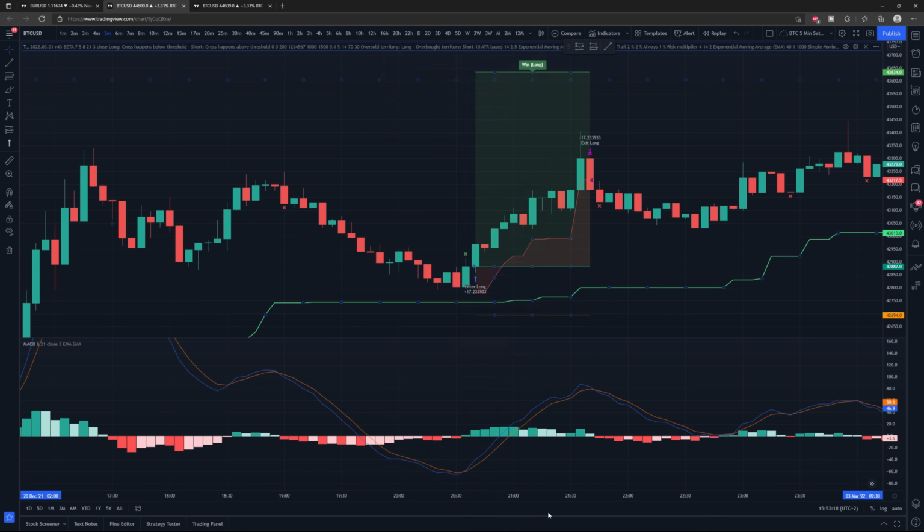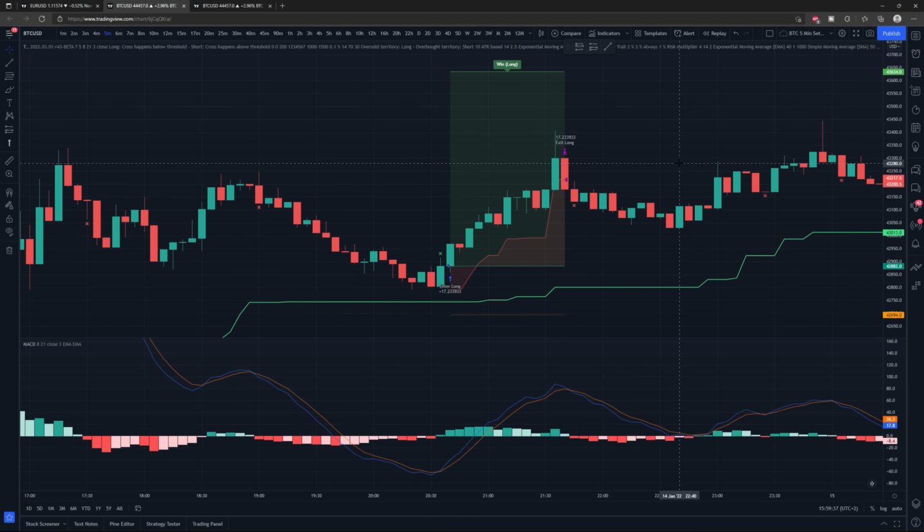Now let's go over the rules for an entry. This strategy is very simple. For a long entry, you will be looking for a MACD cross to the upside that happens below the zero line of the histogram while the Supertrend is green. For a short entry, you'll be looking for a MACD cross down that happens over the zero line of the histogram while the Supertrend is red.